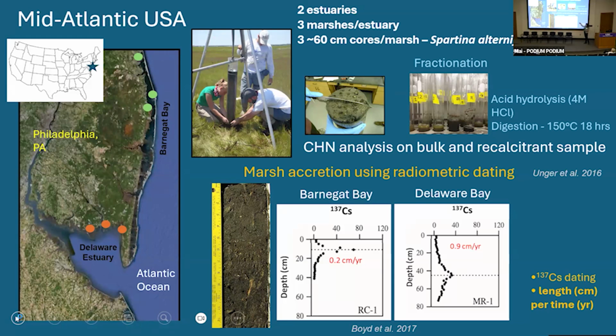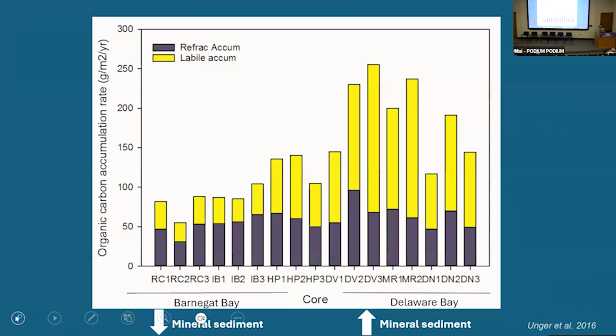So at each of these sites, we collected a lot of soil cores and we analyzed them for total organic carbon. We fractionated the carbon into labile and refractory components. And we also did some cesium-137 dating to gather accretion rates. And we determined the mineral sediment accumulation along with the organic fraction accumulation. So these are the data for each of the cores that we collected.